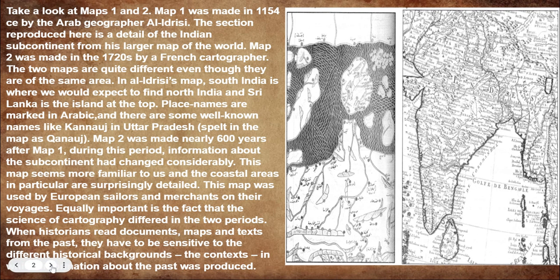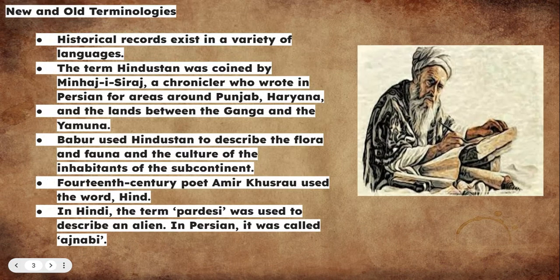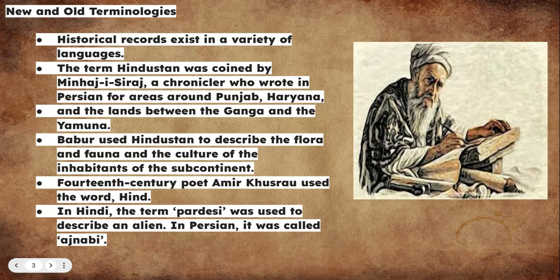Okay, now we will move forward. New and old terminologies. Historical records exist in a variety of languages. The term Hindustan was coined by Minhaj-i-Siraj, a chronicler who wrote in Persian for areas around Punjab, Haryana, and the lands between the Ganga and the Yamuna. Babur used Hindustan to describe the flora and fauna and the culture of the inhabitants of the subcontinent.